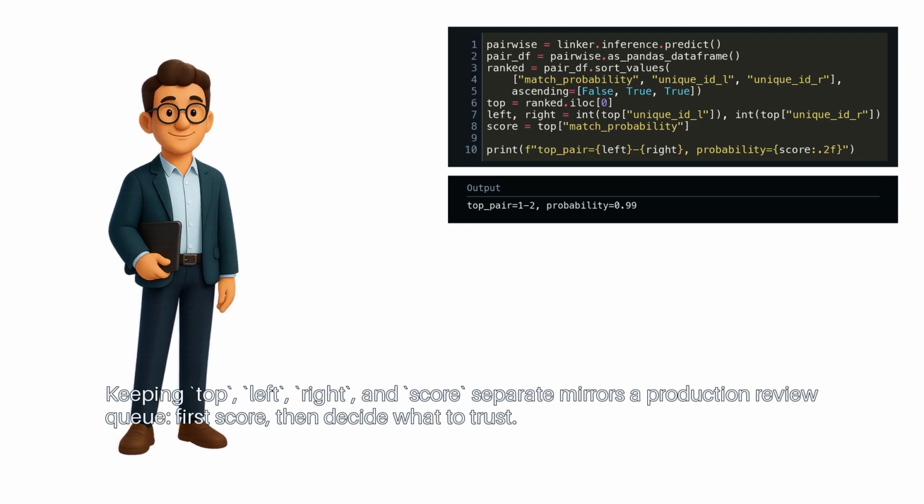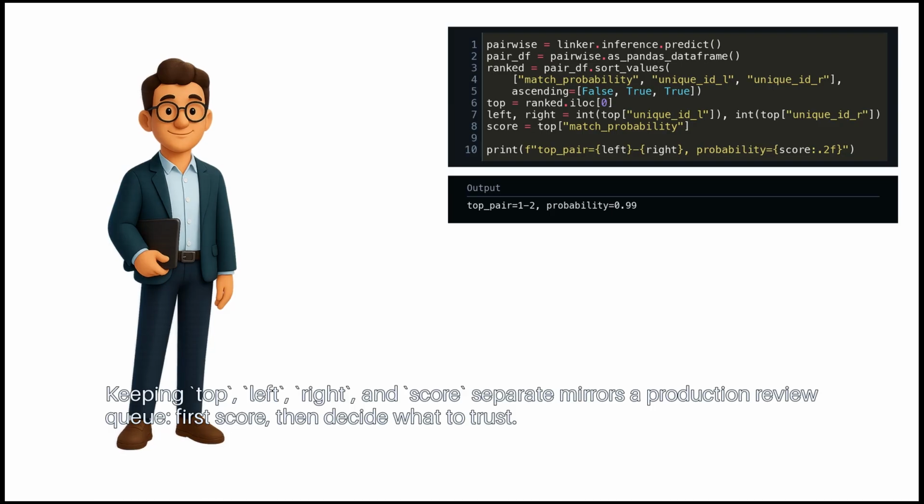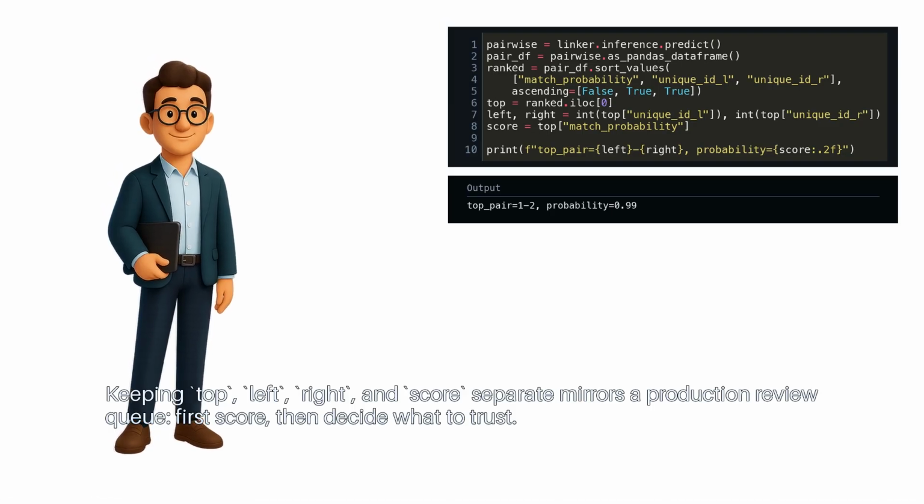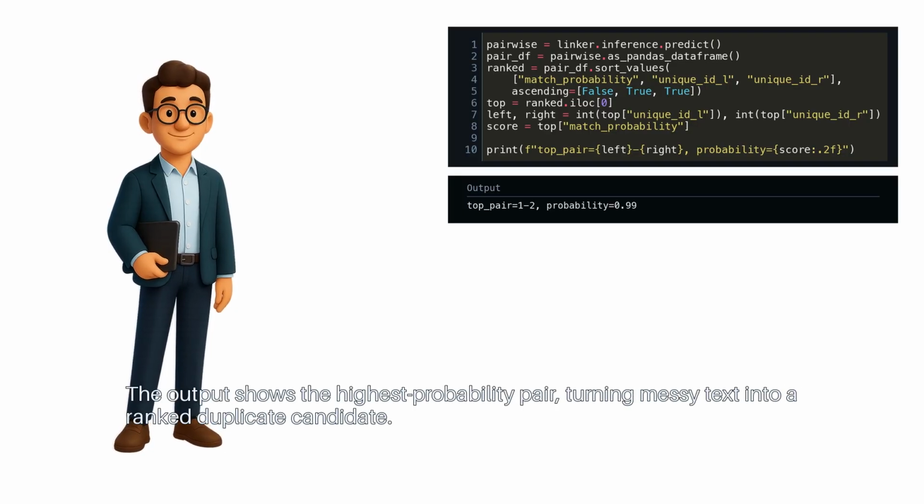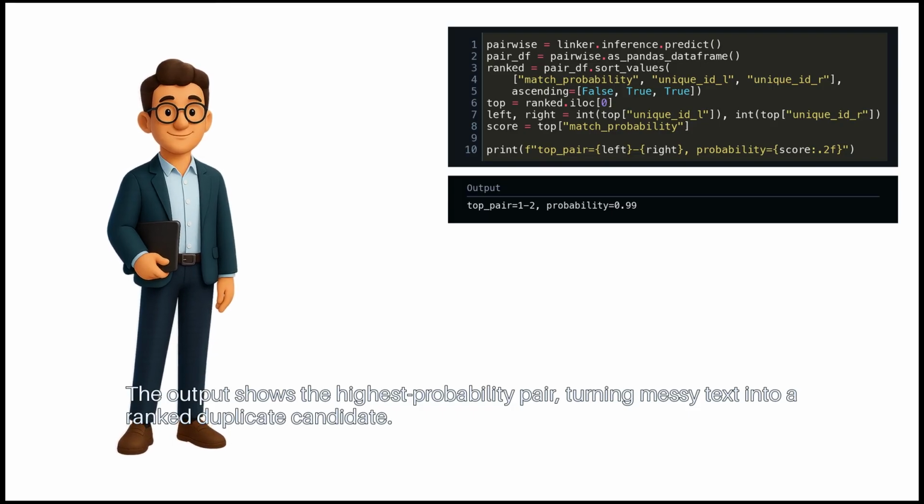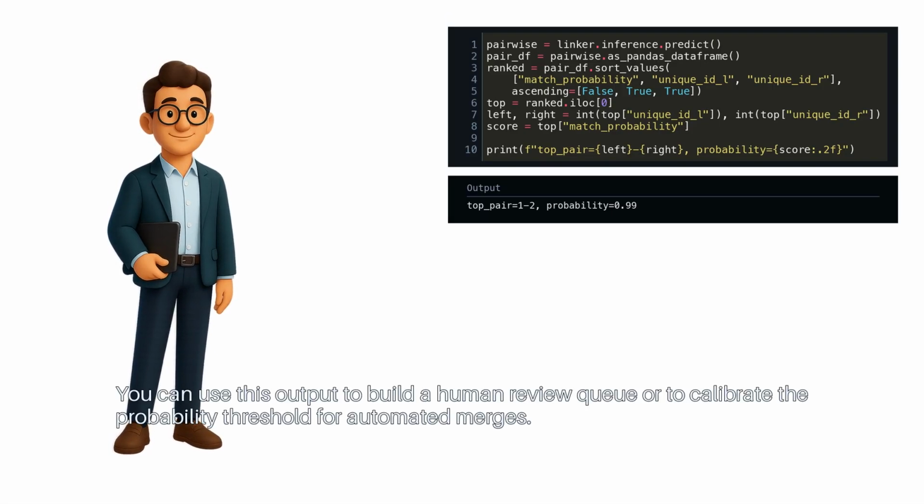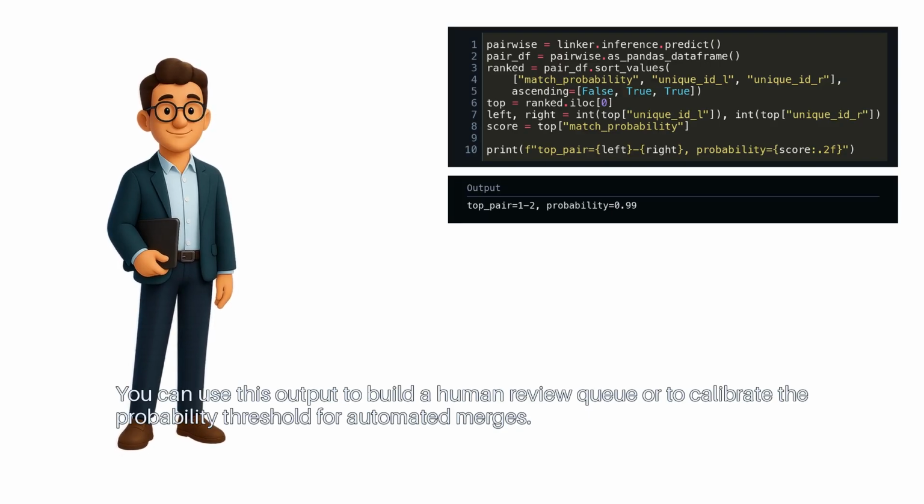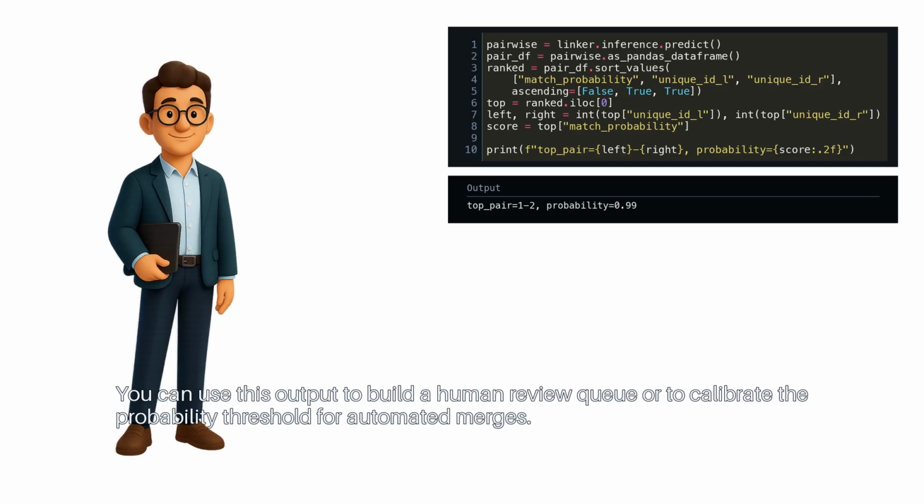left, right, and score separate mirrors a production review queue. First score, then decide what to trust. The output shows the highest probability pair, turning messy text into a ranked duplicate candidate. You can use this output to build a human review queue or to calibrate the probability threshold for automated merges.